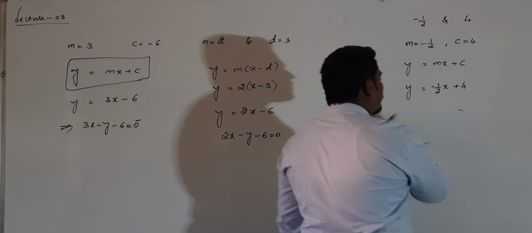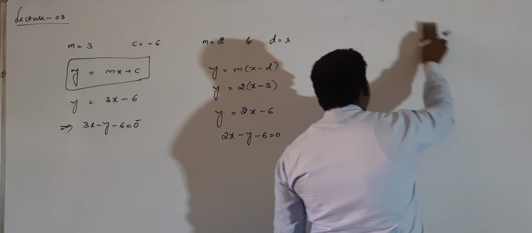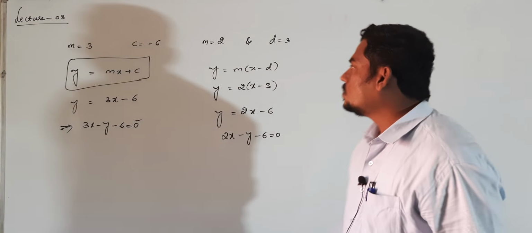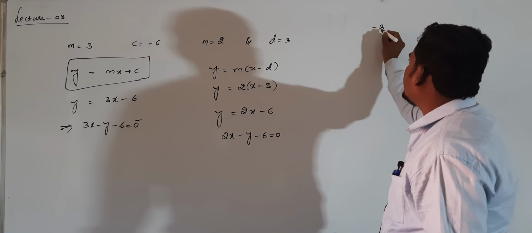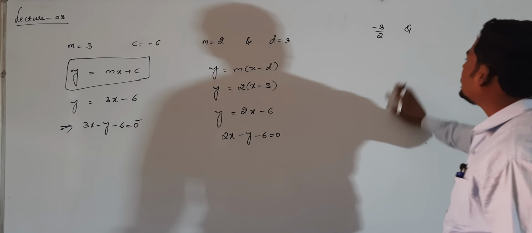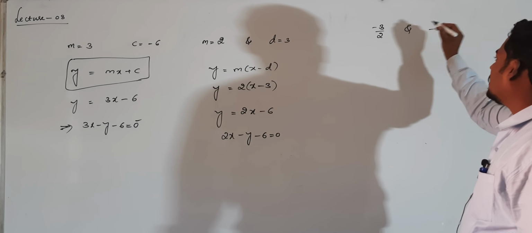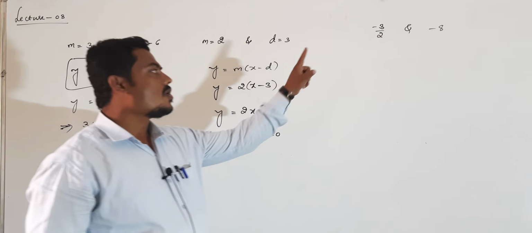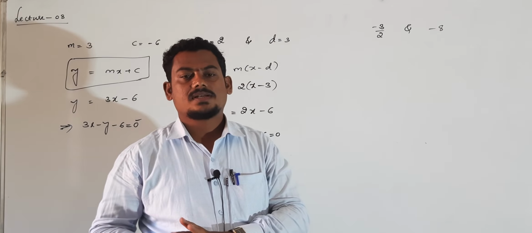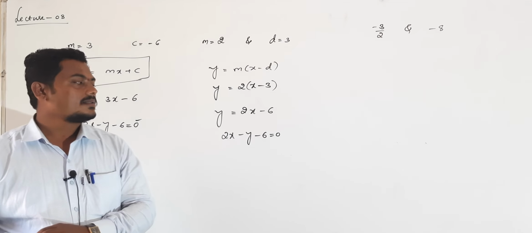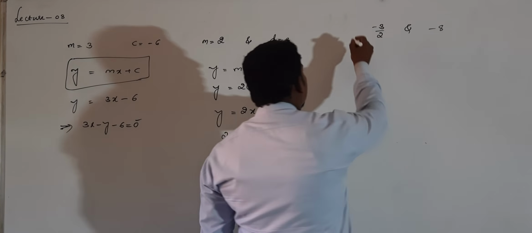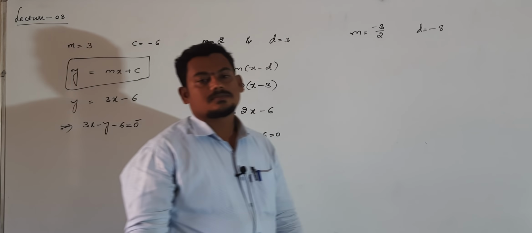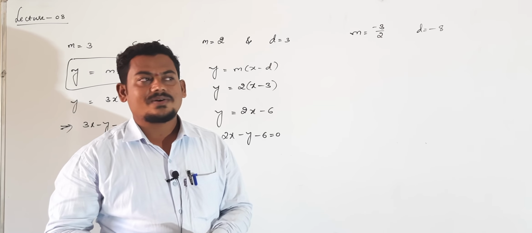Next problem, find the equation of the straight line or simply line. Find the equation of the line whose slope is minus 3 by 2 and x-intercept minus 8, right? Slope and x-intercept they have given. Slope means small m, and x-intercept notation small d, right? Small d value and m value they have given, right?